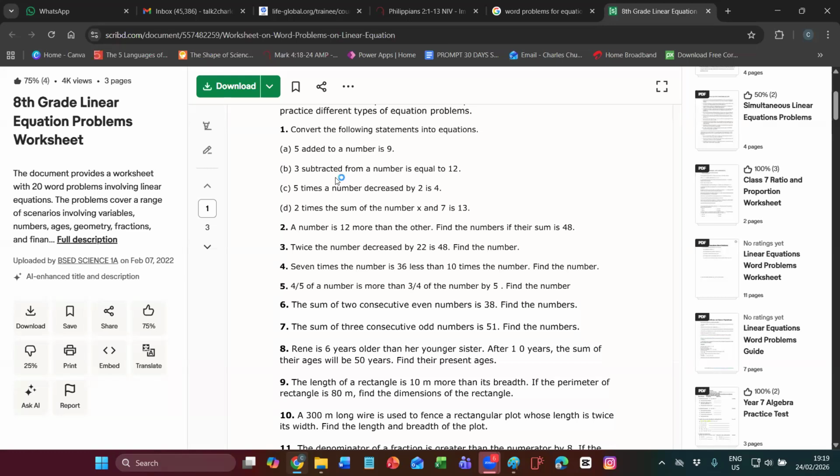Okay, so let's move on to the next one. 5 times a number decreased by 2 is 4. So 5 times x minus 2 equals 4.